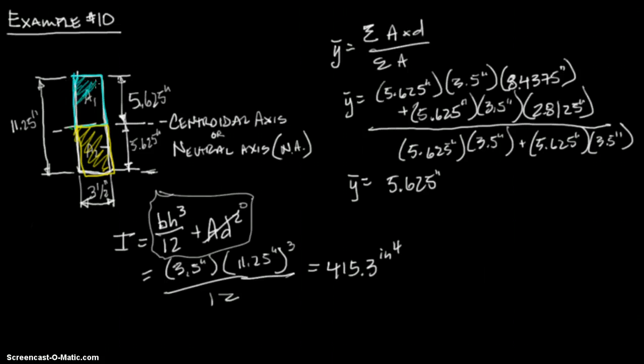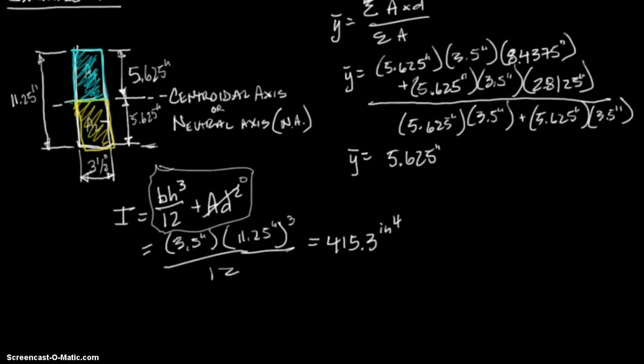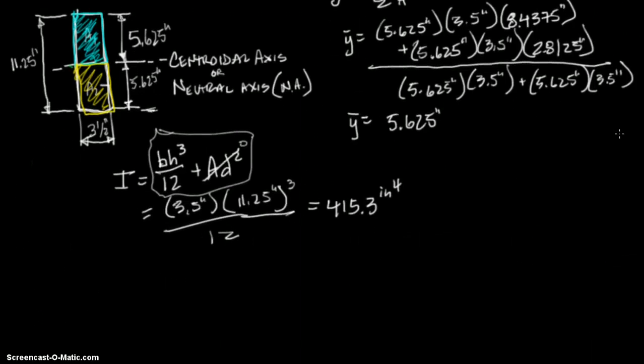The purpose for me doing this is that the easiest way is what we just did: BH cubed over 12, plus AD squared. But the D obviously goes to 0 if you're doing the entire section. But let's practice doing it as if we had to do it with two sections for some crazy reason. So it's going to be a longer calculation, but it's still not too bad. We have the time.